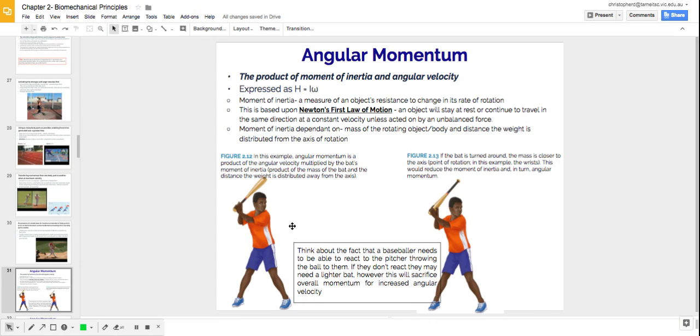Now, we need to think about that. A baseballer needs to be able to react to the ball coming towards them, so a pitcher throwing it at them. They want to make sure that they, one, are able to react to it, but two, are still able to increase their angular velocity and momentum. So that's where the trade-off comes between having a too heavy bat, which will generate more momentum but will reduce the reaction time. That's why you see variations in the weights of bats that people use in different striking events.